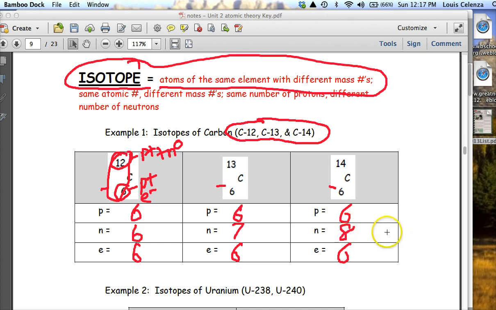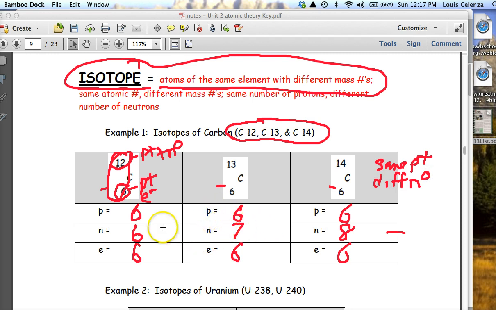So notice that they have a different mass number, a different number of neutrons, but same protons, and in this case, same electrons. You might want to write that down here, that they have the same protons. They have different neutrons. Those are isotopes. That's how you would describe isotopes.